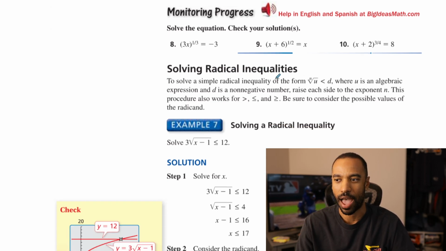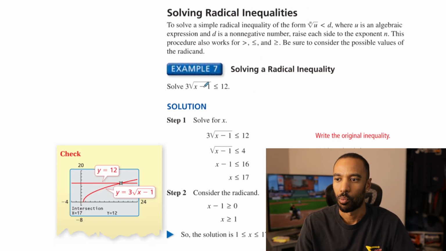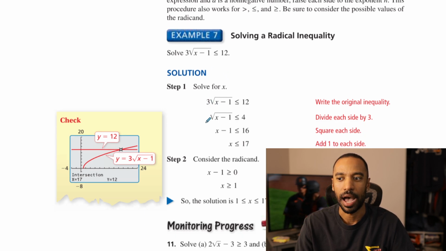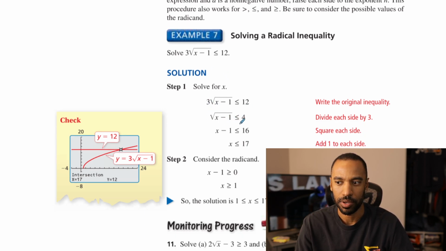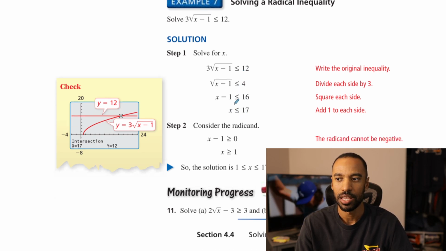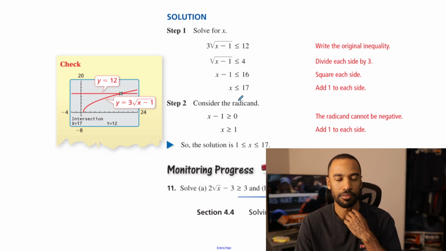All right, solving radical inequalities. A radical inequality has something like this, less than or equal to, something like that when we solve. When we isolate the radical, divide by 3, we will still square both sides to solve. We get x is less than or equal to 17. Still follow the rules of inequalities.